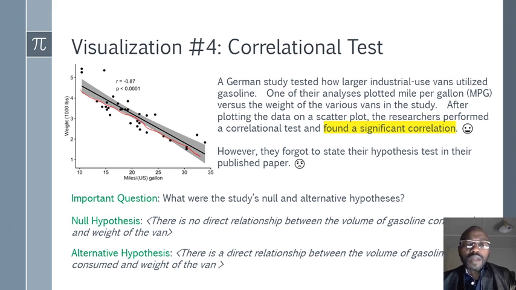Basically, by stating the null hypothesis and using tests like p-values, which in this case is less than 0.0001, or the correlation value, which in this case is equal to minus 0.87, we can reject the null hypothesis, which states that there is no direct relationship, and in so doing accept the alternative hypothesis.